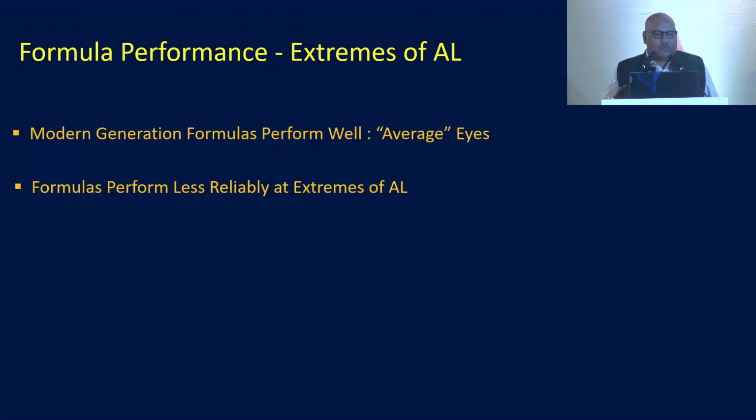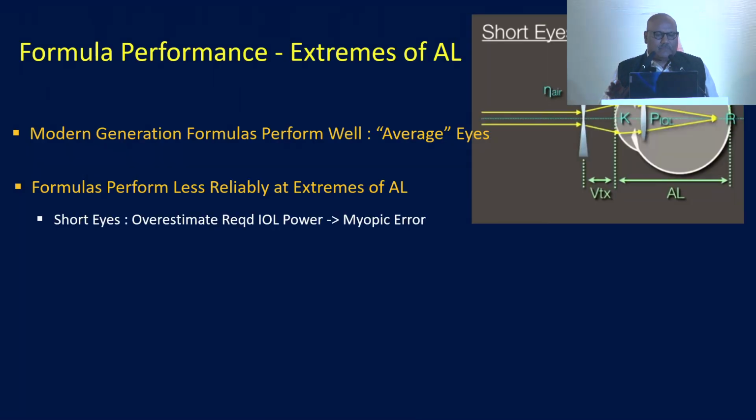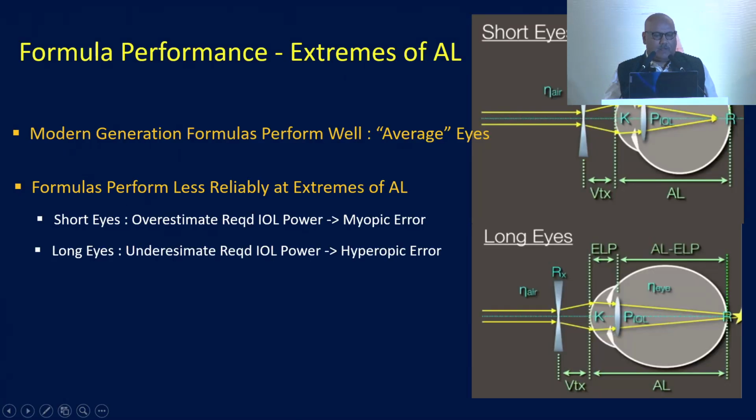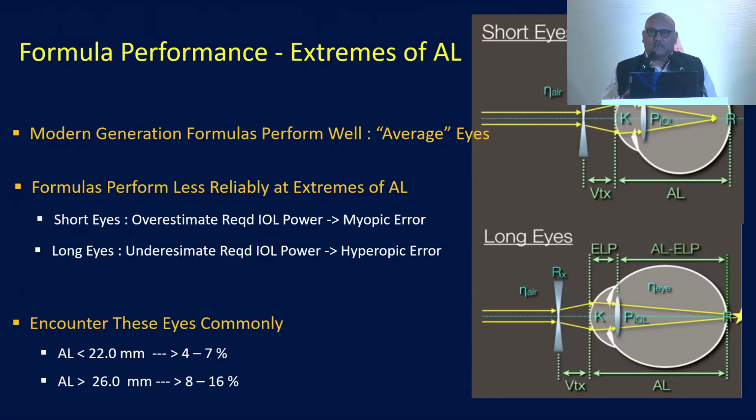See, for the routine axial length, any new formula is going to do well. There's not much of a choice for us. However, formulas perform less reliably at extremes of axial length. Short eyes, they overestimate the required IOL power, resulting in a myopic error. Long eyes usually result in a hyperopic error. And these patients with high myopia or high hypermetropia are not very uncommon.